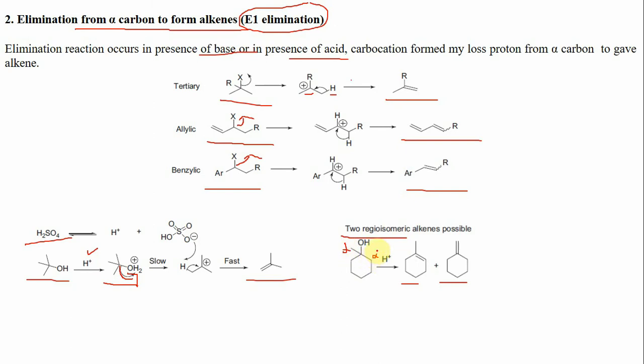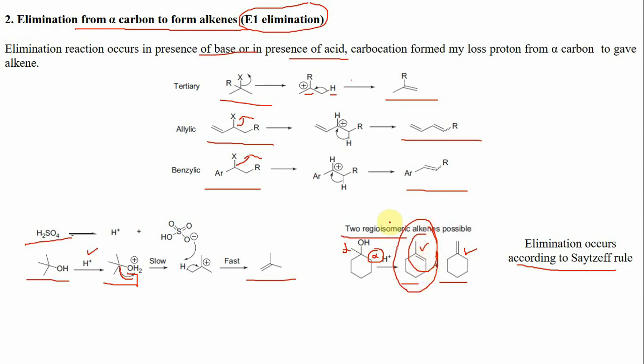So if elimination takes place from this lower alpha carbon, it gives rise to a more substituted alkene. On the other hand, if elimination takes place from this methyl group, it will give rise to a less substituted alkene. So in these kinds of cases, when two regioisomeric alkenes are possible, the more stable alkene is formed as the major product, and this happens according to the Saytzeff rule. The Saytzeff rule says that elimination takes place in such a way that the more substituted alkene is formed as the major product. Since the more substituted alkene is also the more stable alkene, here in this case the more substituted alkene is formed as the major product.